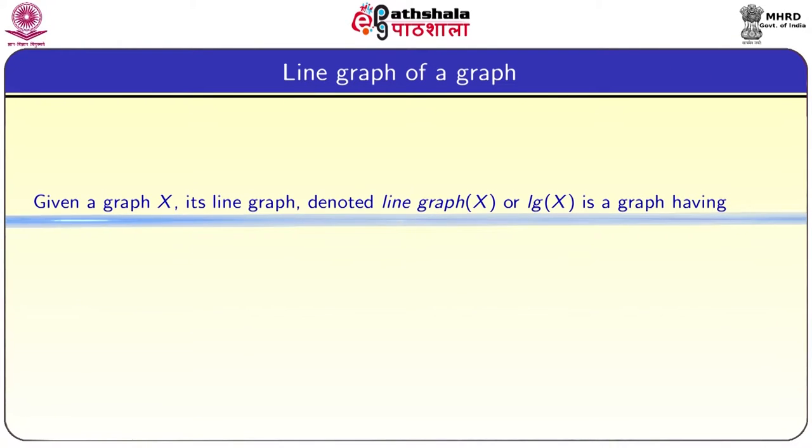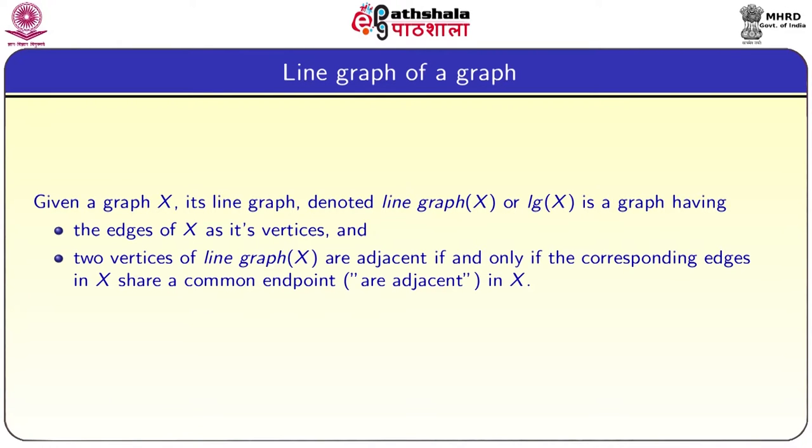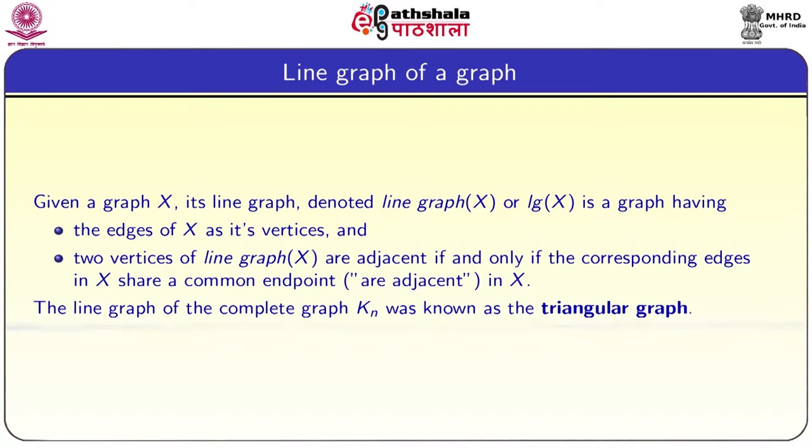The line graph of a graph is defined as follows. Given a graph X, its line graph, denoted L(X) or LG of X, is a graph having the edges of X as its vertices, and two vertices of the line graph are adjacent if and only if the corresponding edges in X share a common endpoint in X. The line graph of a complete graph Kn is known as the triangular graph. We are not giving an example here, but the reader can draw different complete graphs and their line graphs. They are called triangular graphs.